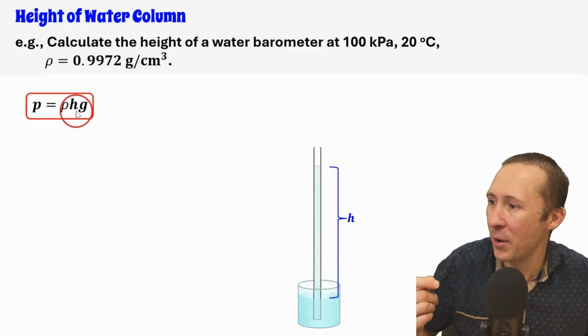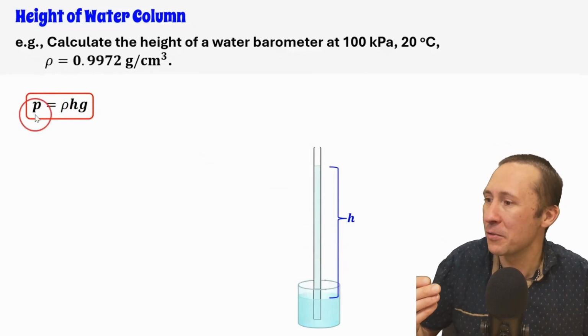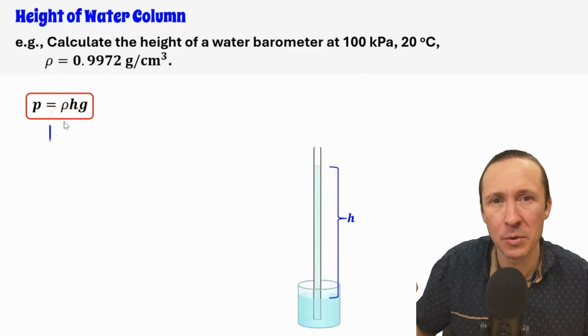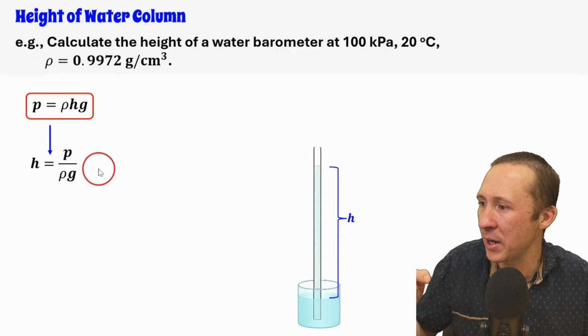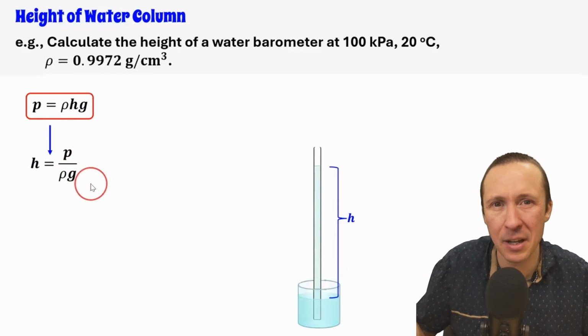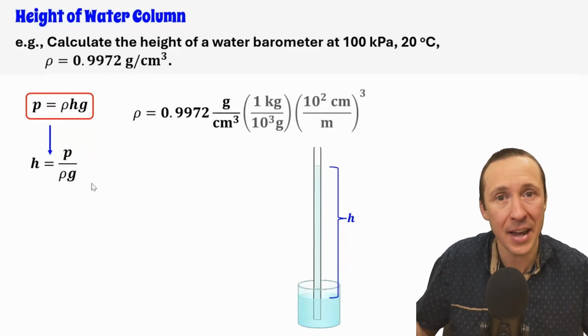P equals rho hg. This is our pressure for the hydrostatic pressure. From here, we'll solve for h. We'll divide both sides by rho g and then just flip the equation. And at this point, we can basically plug things in. We just want things in terms of SI units.